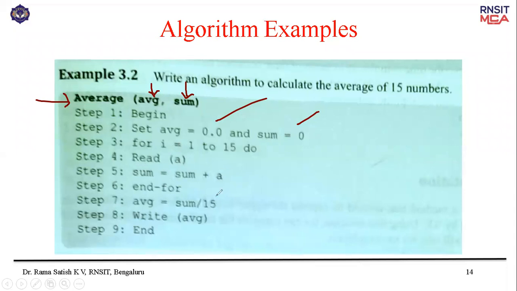You read a number, you add it. So all 15 numbers, you read and add to sum. So sum will have the total of all 15 numbers. Now average is equal to sum divided by 15. So you will get the average. Finally, you write the average and the end. So this is one simple example which can be used as an algorithm pseudocode to calculate the average of 15 numbers. You can certainly use it.